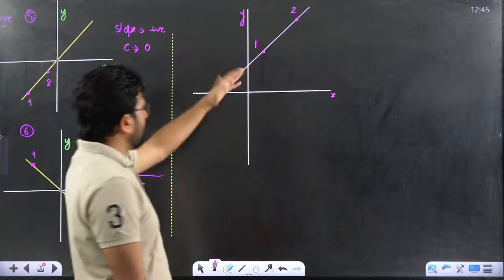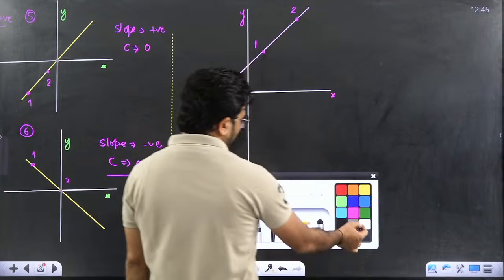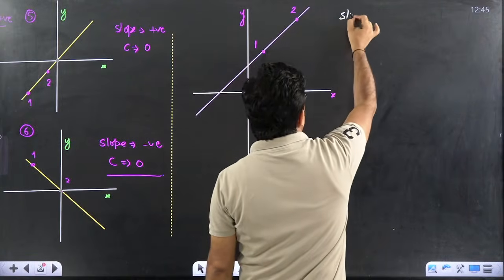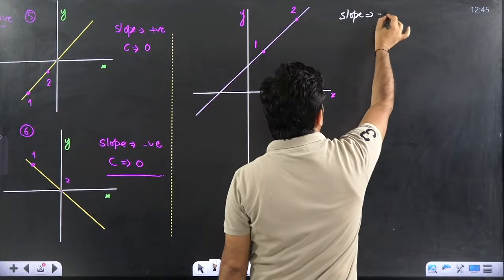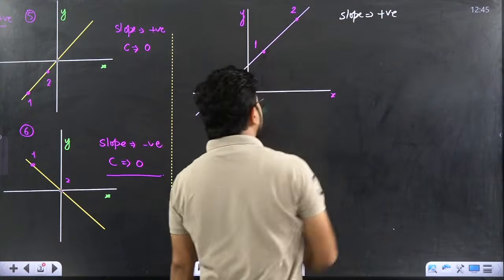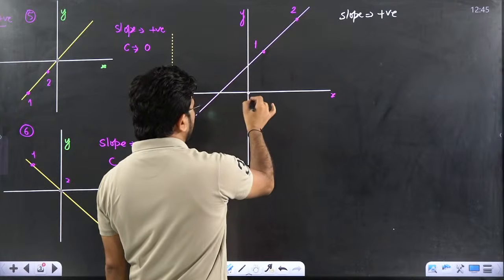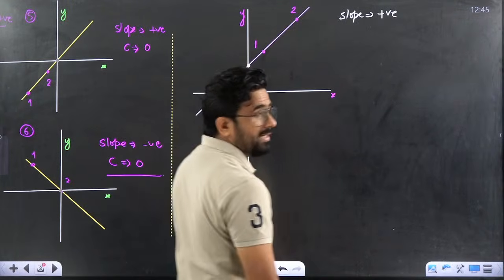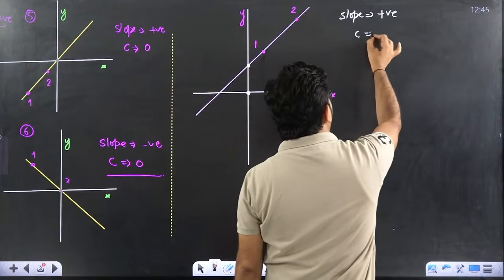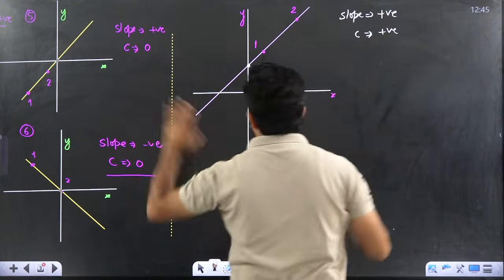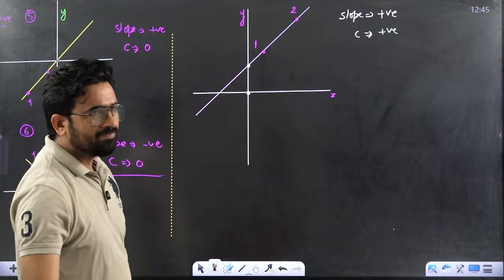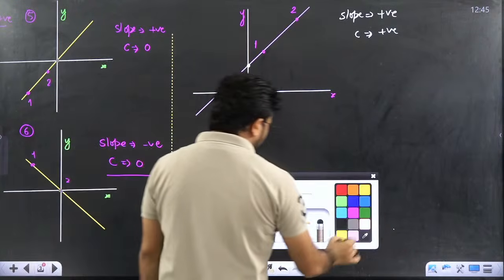Already just now I explained that when you are moving left to right, A to B, this slope is positive. First thing, this has to be clear. Intercept also you can check here. This is cutting the y-axis above the origin, that means its intercept, the C value, is also positive. Just now I explained it. Now I want to calculate this.